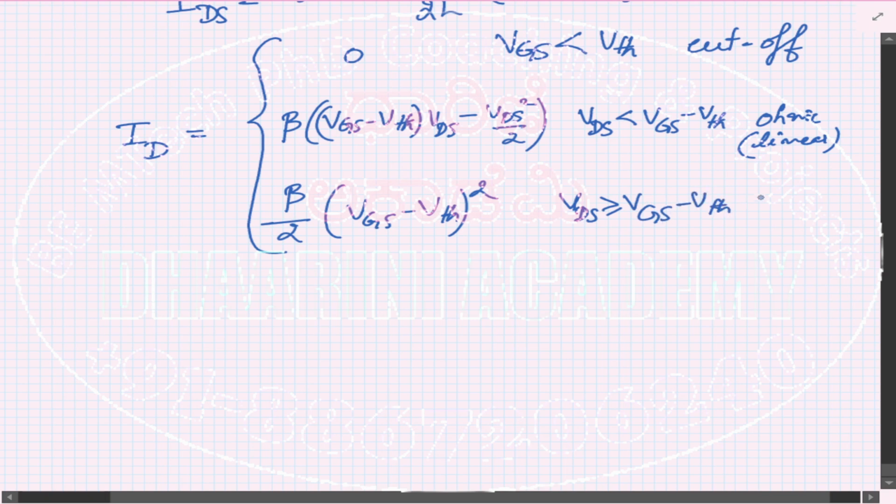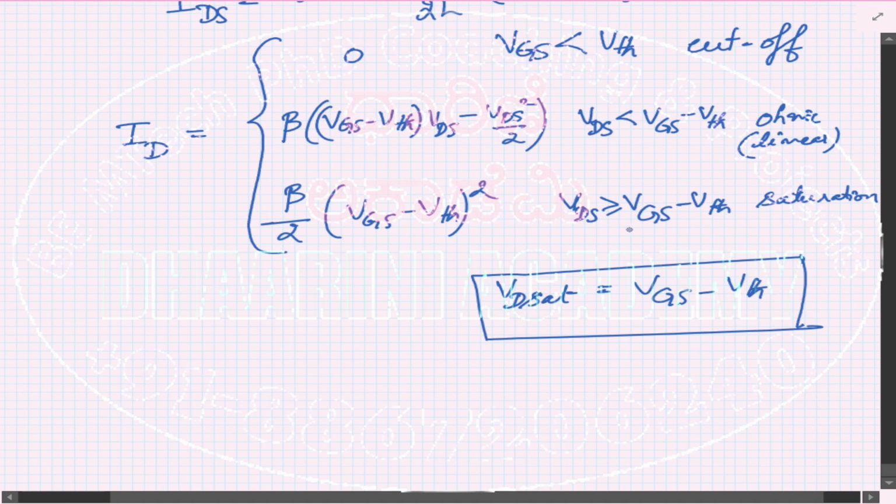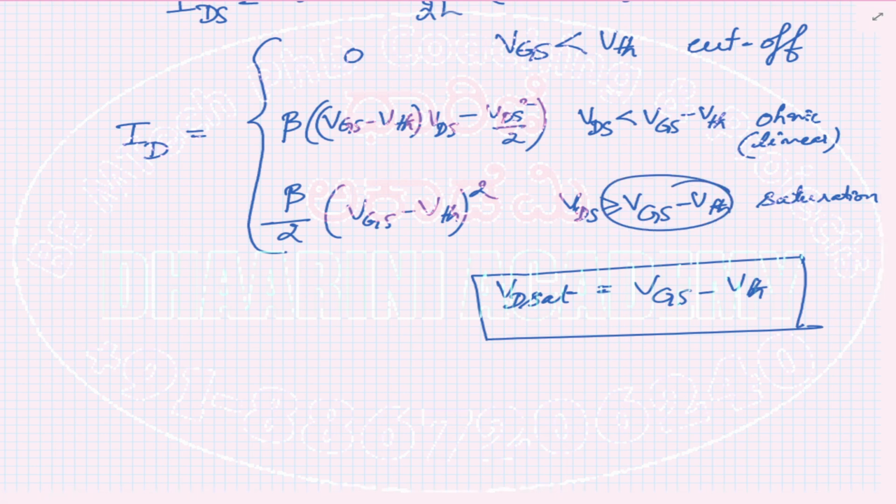VGS minus V threshold. Some of the textbooks will use another notation, that is they call it VD sat, which is nothing but VGS minus VTH. They might use a different name. So instead of this, you may see VD sat over there. VDS is lesser than VD sat, VDS is greater than VD sat, etc. All right, so that's all it is.